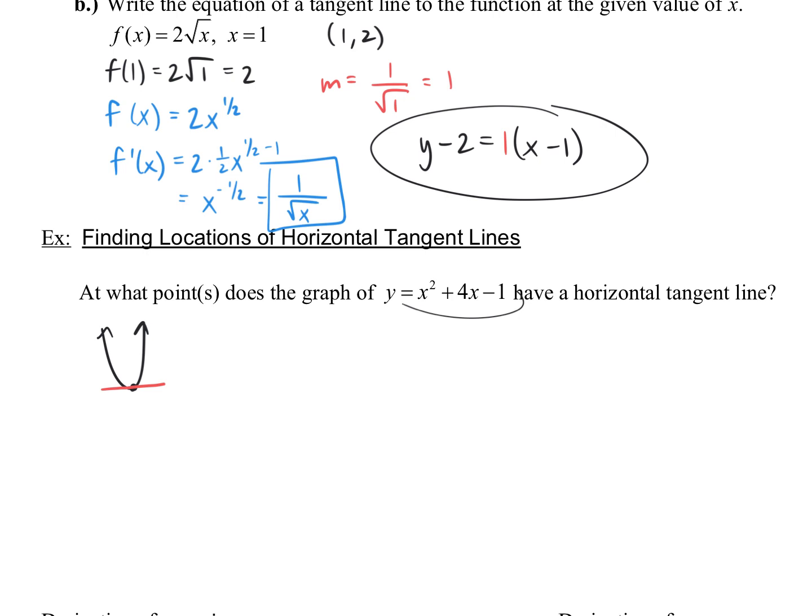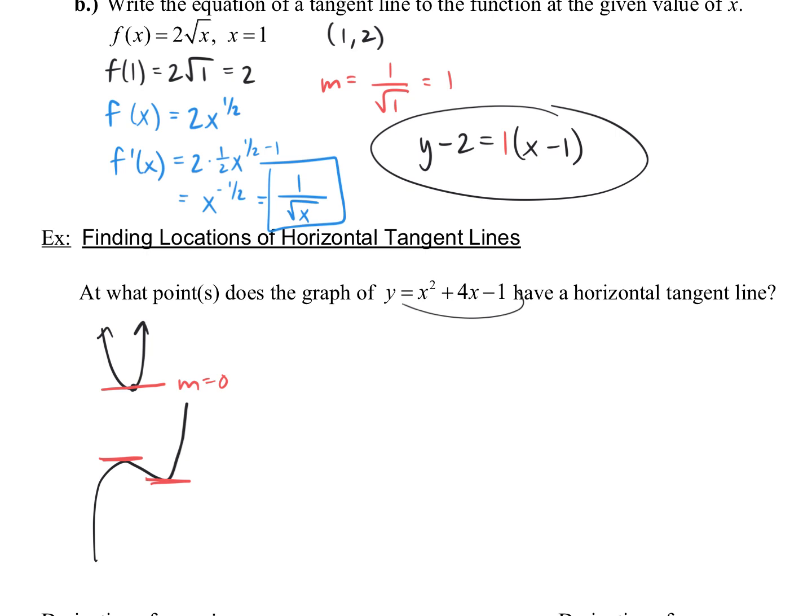Even though it kind of looks a little slanted. A horizontal line has a slope of 0. So basically, no matter what function we're given, I'm looking at what points my slope is 0. So for this equation, how many points are there going to be? Just one. How are we going to find it?